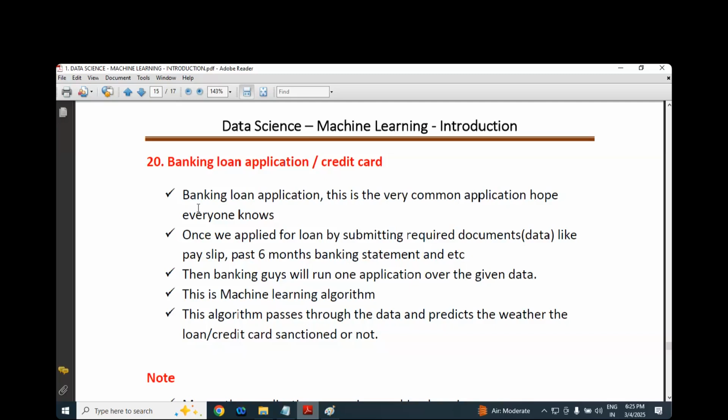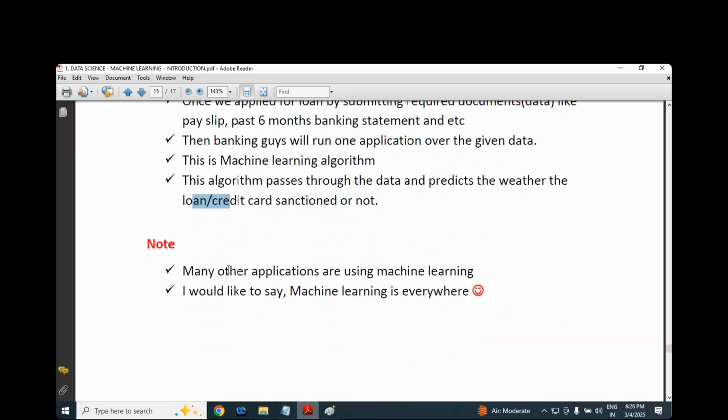Some bank loan application is a very common application. I hope everyone knows. Once you apply for a loan by submitting the required documents, like the last 3 months pay slips and the past 6 months bank statements, the banking guys will run one application over the given data. This is a machine learning algorithm. This algorithm passes through the data and predicts whether the loan or credit is sanctioned or not. That's what you need to understand. Many other applications are using machine learning. I would like to say machine learning is everywhere, man. Trust me, machine learning is everywhere.